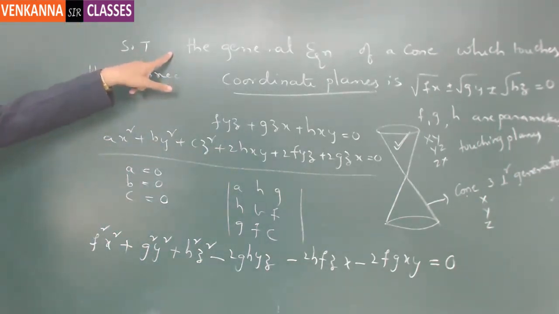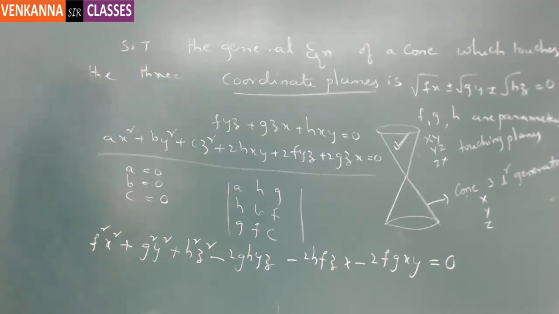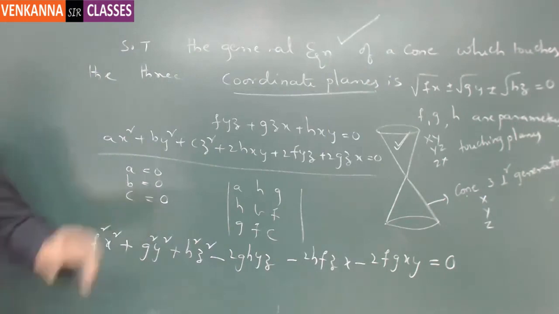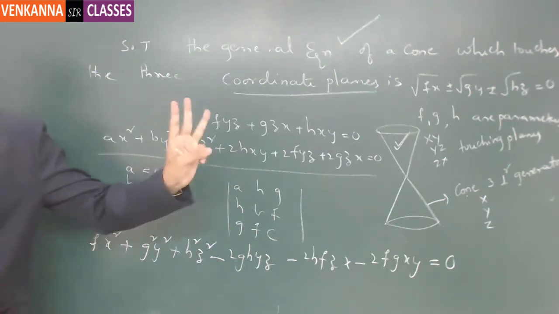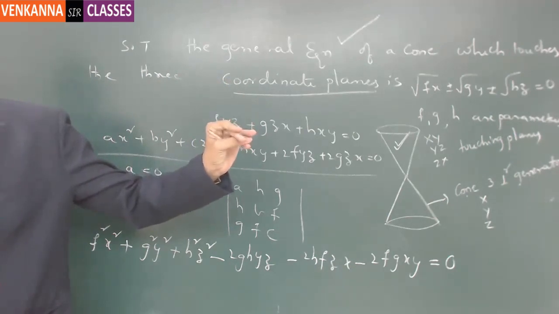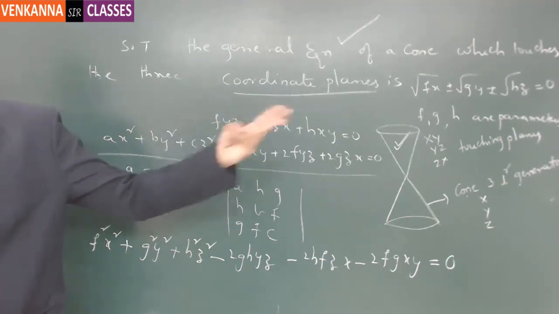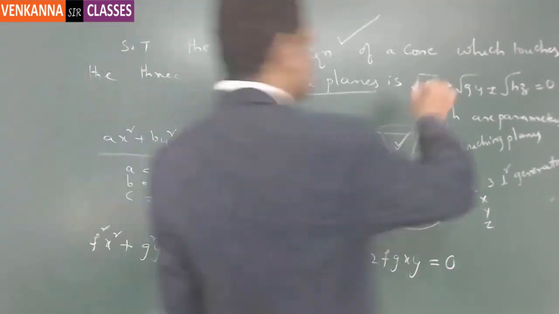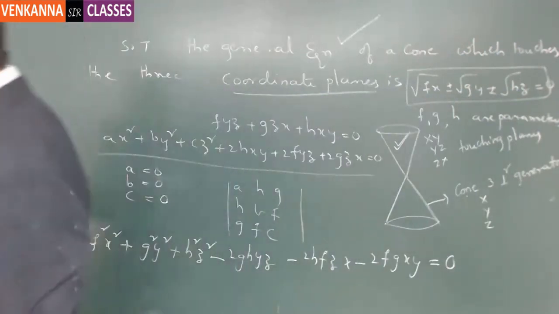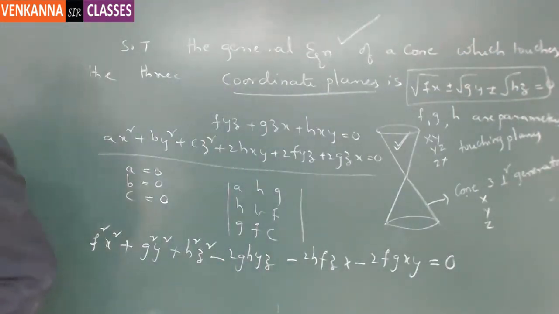So what is the question tag here? I want to find the equation of a cone which is touching the three coordinate planes xy, yz, zx. And if you find its equation, it will come like this. That was the question tag. Clear? Say yes or no. Right. Now what happens?